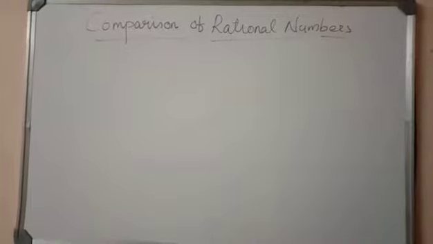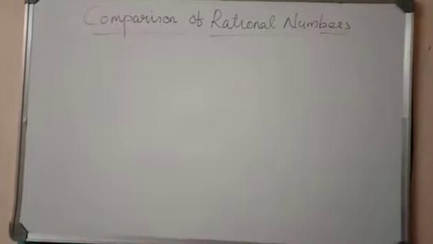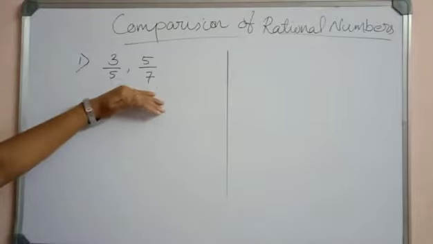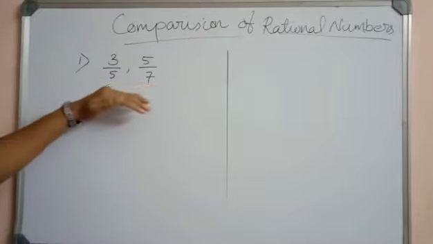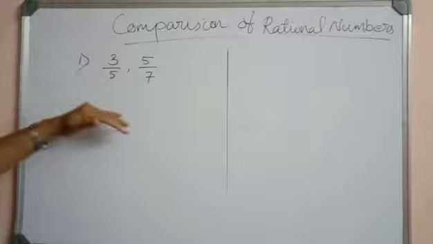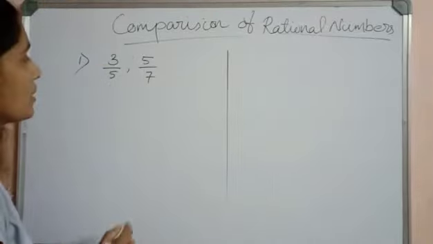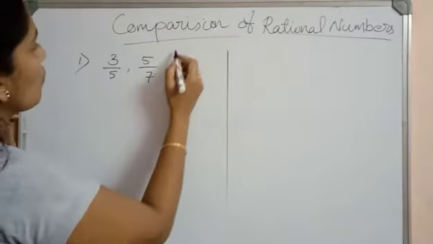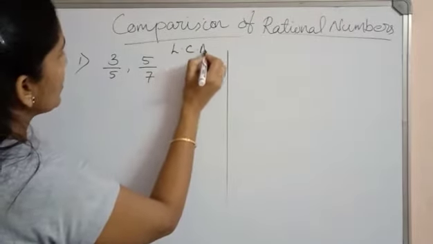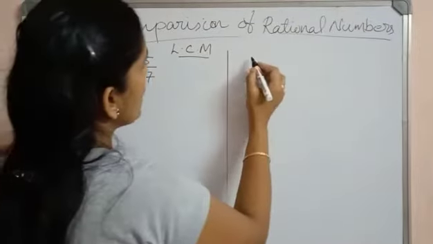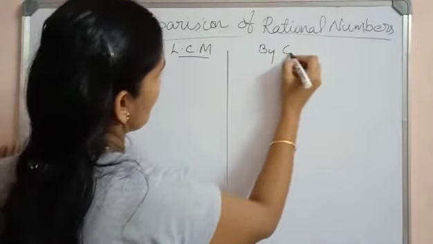In today's class, let's discuss the comparison of rational numbers. So how can we compare two rational numbers? That means how can we find which rational number is greater? Look at the question given: 3 by 5 and 5 by 7. We have two methods to compare rational numbers. One is by taking the LCM of the numbers and making the denominators equal. And the second method is by cross multiplying.